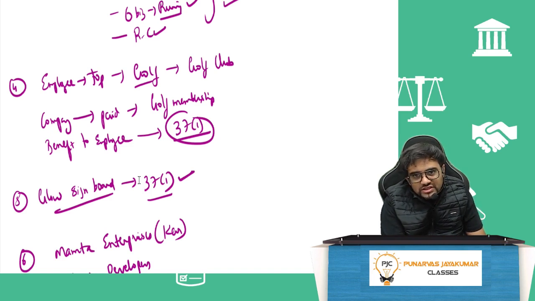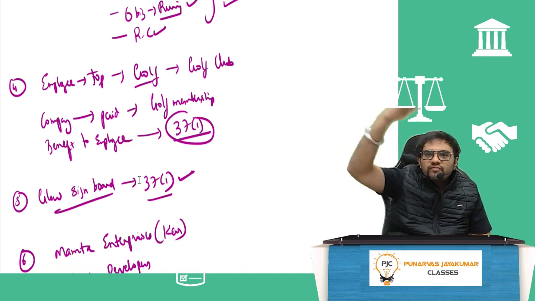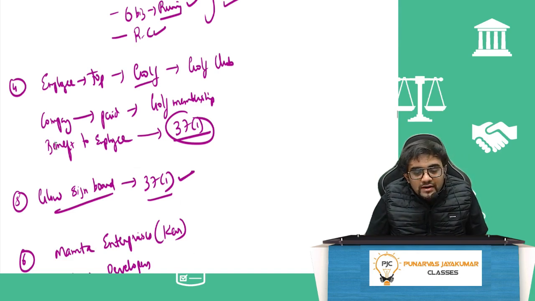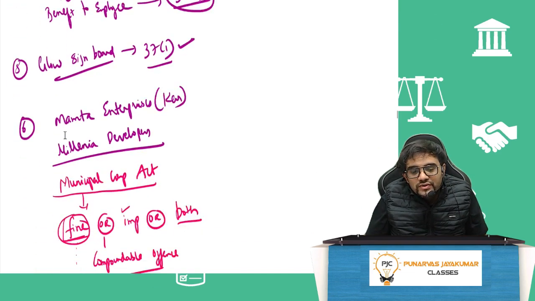If I have a glow sign board, and everywhere I have put my glow sign board for my company, and that glow sign board will keep on reducing in value. Sometimes it will keep on flickering and I have to keep replacing. Is it capital expenditure or revenue expenditure? The court ruled it to be a revenue expenditure.